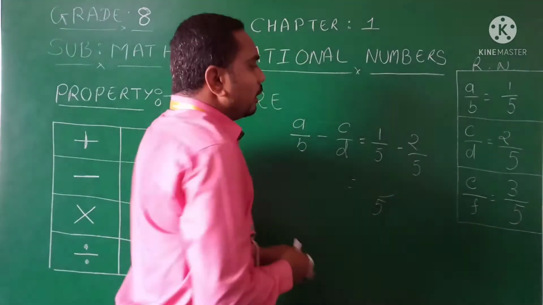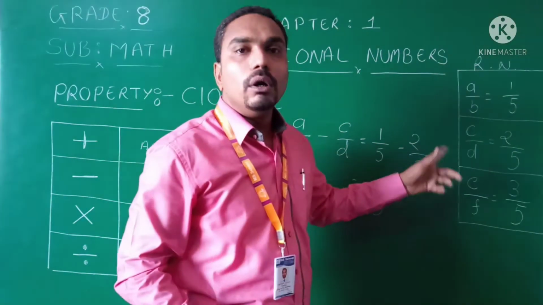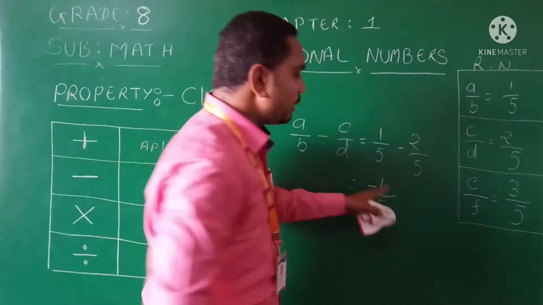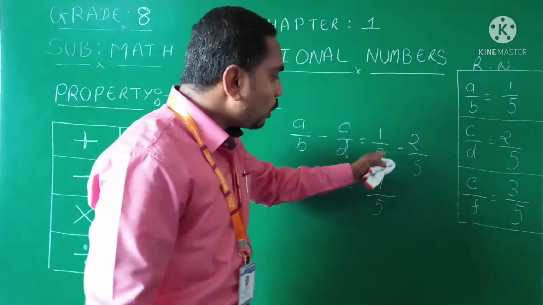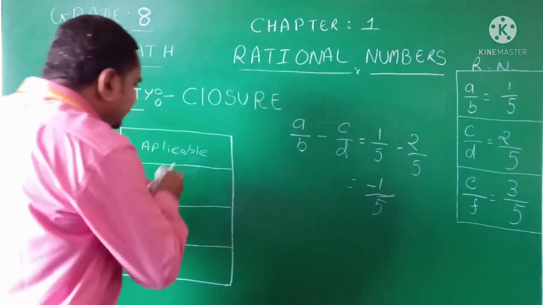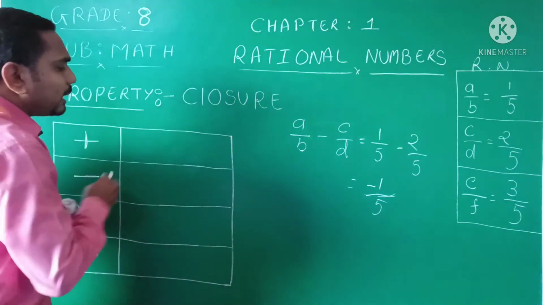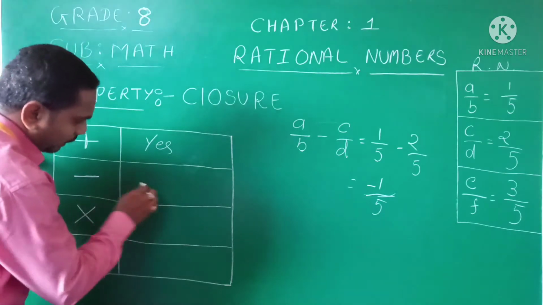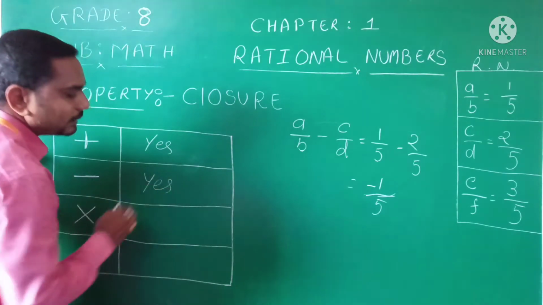Now, if I say for a subtraction, what we can say, 1 minus 2, we know the answer, that is minus 1 upon 5. See, here also we are getting a minus 1 upon 5. So we can say that here closure property is applicable. Yes. In a subtraction it is also yes.